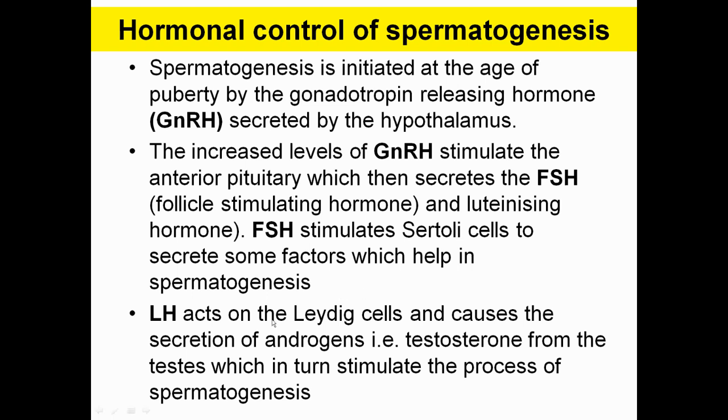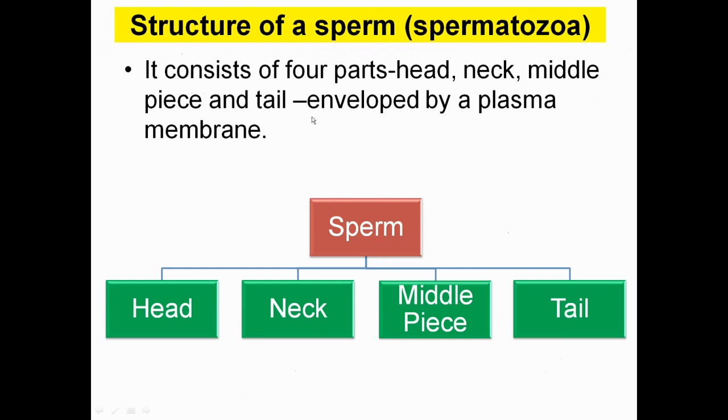However, luteinizing hormone acts on the Leydig cells, LH, Leydig cells as well. So you can easily remember this terminology. It causes the secretion of androgen, that is testosterone, from the testes, which stimulates the process of spermatogenesis, which is very very important. And the structure of sperm. This is a very important topic.